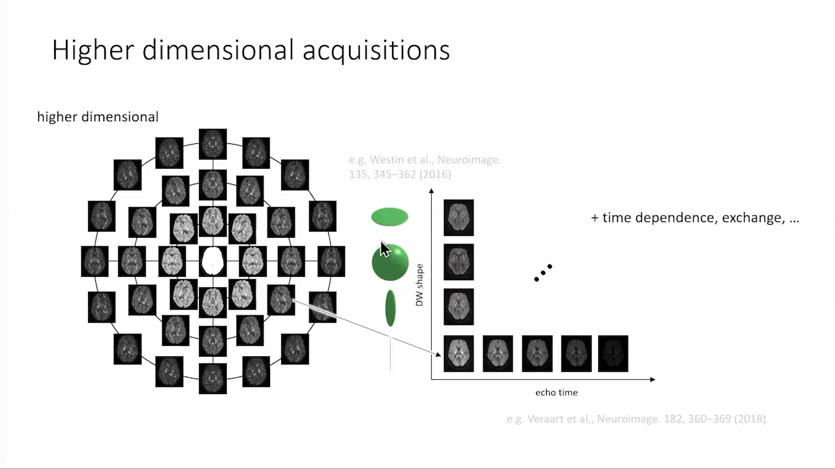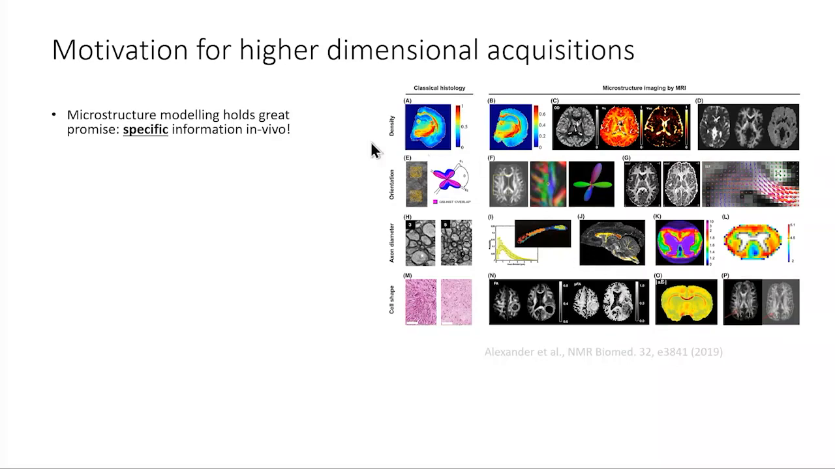And of course, it doesn't stop here. We can keep adding multiple dimensions. We can add time dependence, exchange dependence, etc. So what is the motivation for going to these higher dimensional acquisitions? Microstructure modeling holds great promise, because in theory it can provide us with microscopic information, but in vivo. So it allows us to look into the tissue microstructure without having to cut open the patient. If that worked, that would be fantastic.